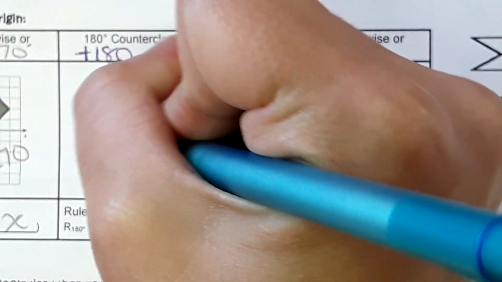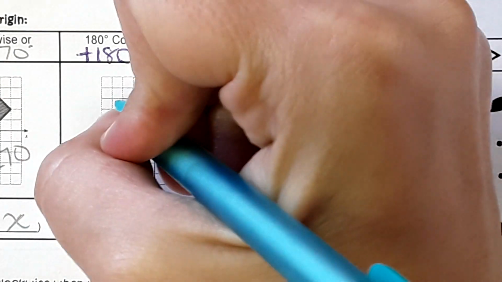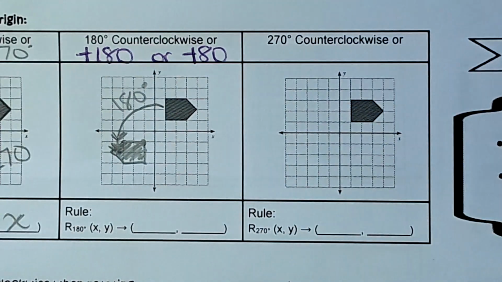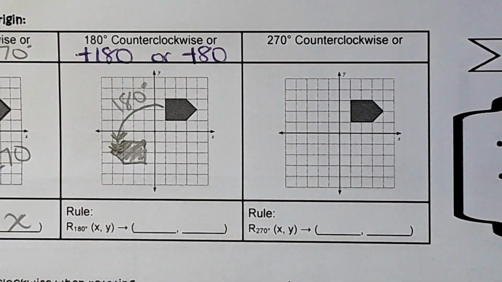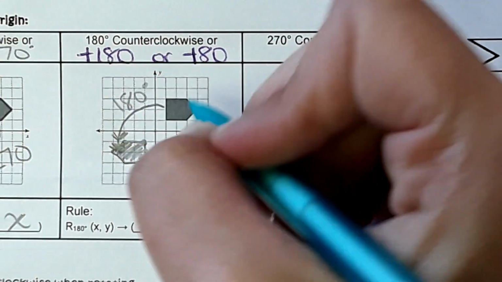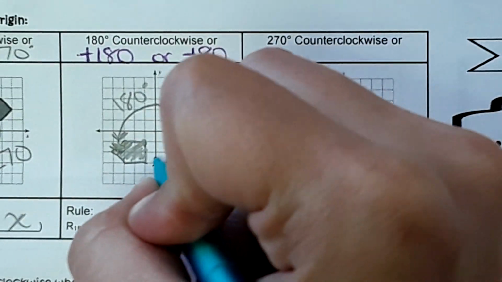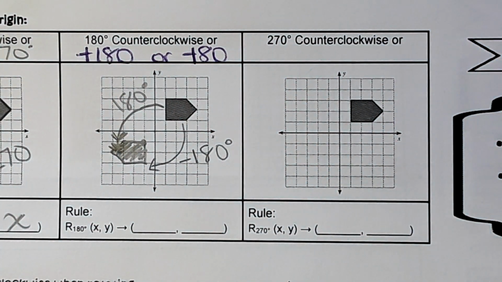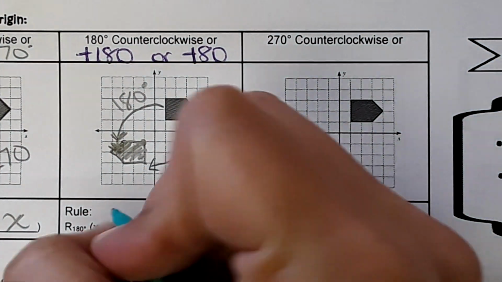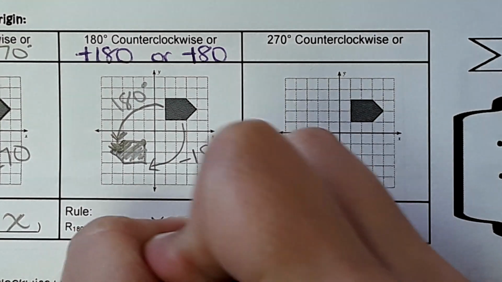There's a new one. Okay, so there's our transformation, positive 180 degree turn, or if you wanted to do a negative 180, it would land in the same spot. And then the rule for 180 is the easiest rule, just (negative x, negative y).